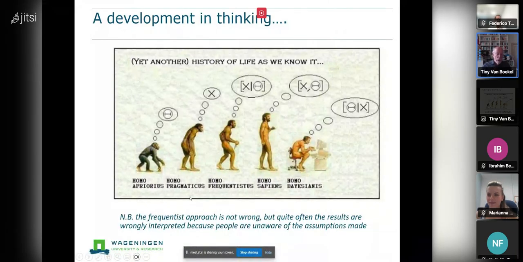I also want to mention that even though I'm much in favor of the Bayesian approach, it does not mean that the frequentist approach is wrong. It's perfectly correct, but the problem with the frequentist approach is that people do not interpret it well because they are not aware of or just neglect the assumptions that are made, and that is a bit of a nuisance.